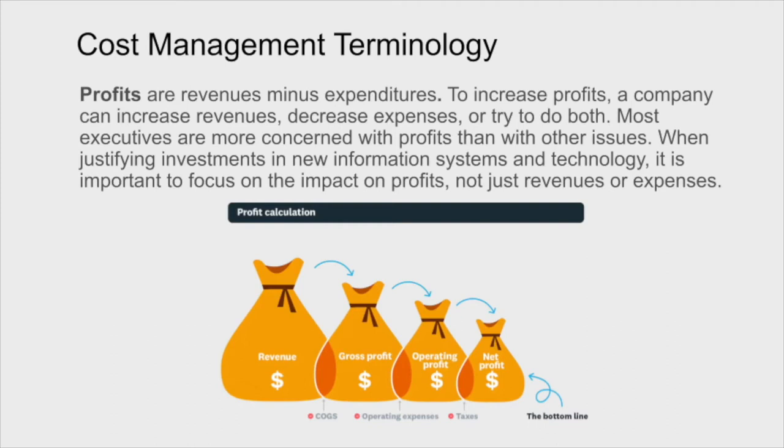To increase profits, really, a company needs to either increase its revenue or decrease its expenses, or try to do both. Most executives are really concerned with profits more than any other issue. So when justifying investment, a new information system or a new technology, it's important to focus on the impact on profits, not just revenues and expenses.